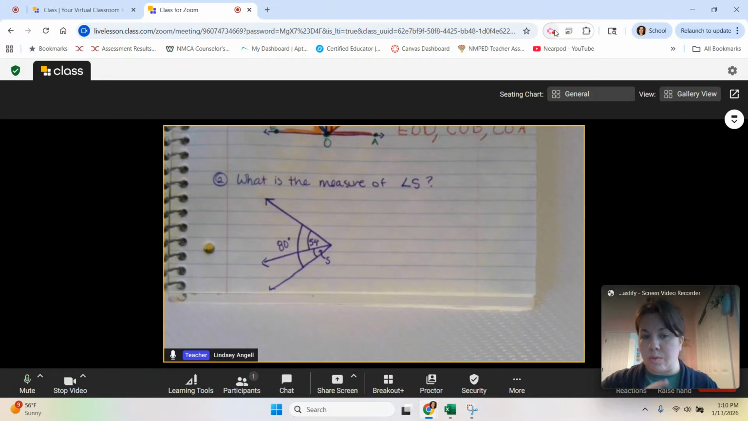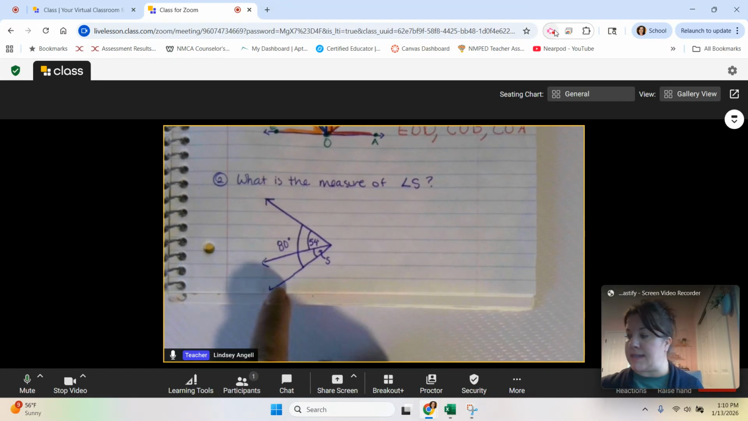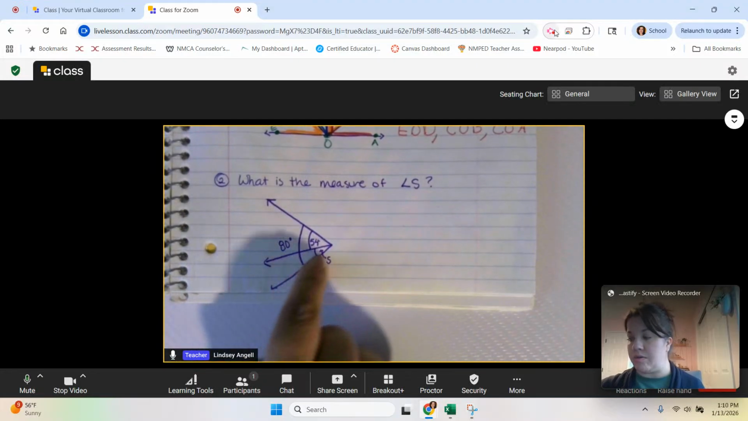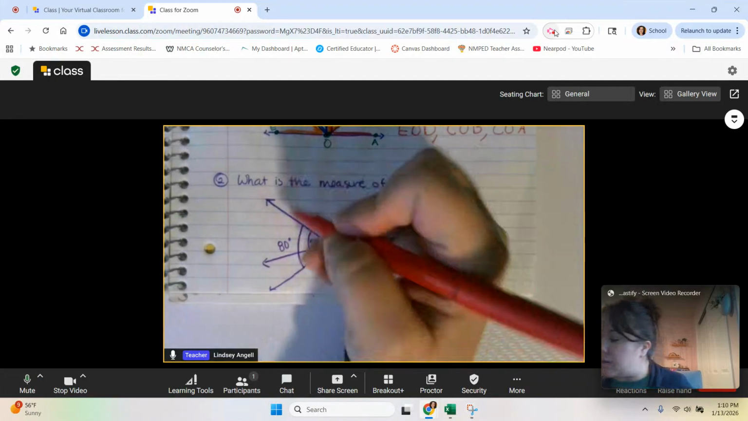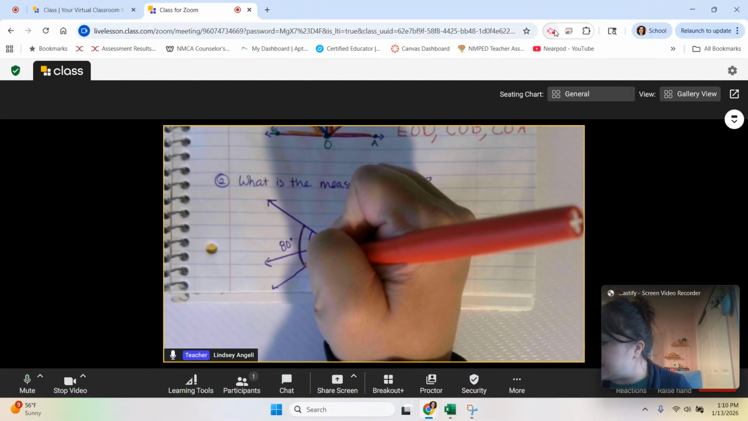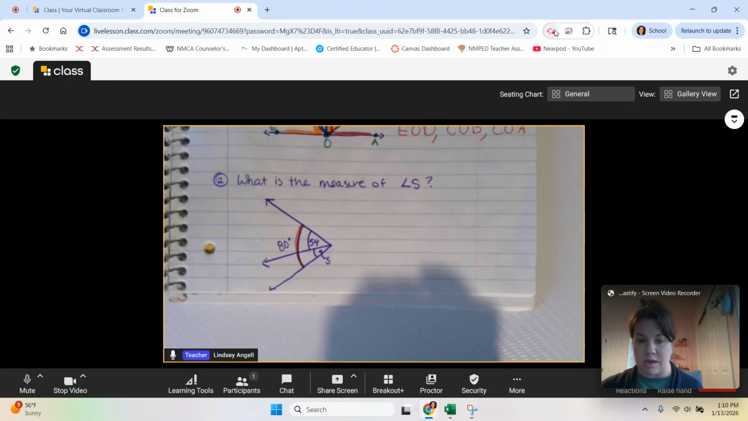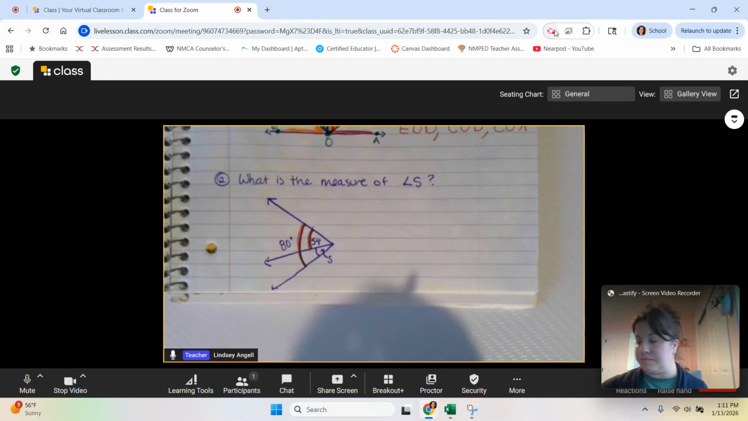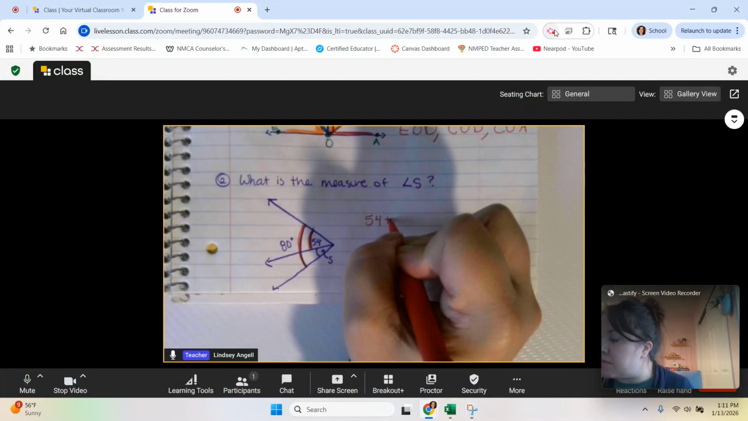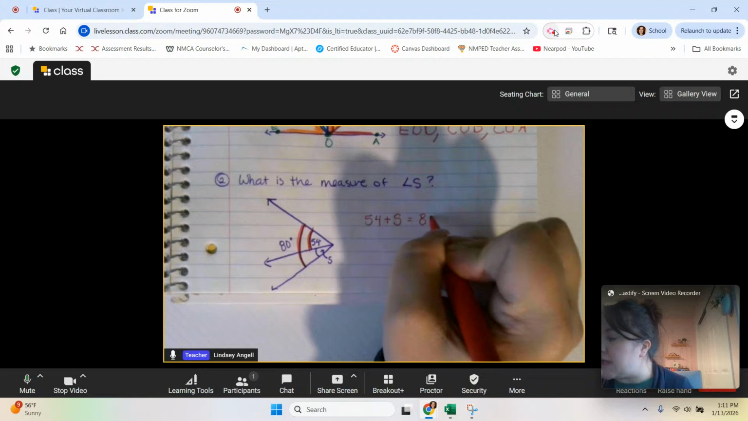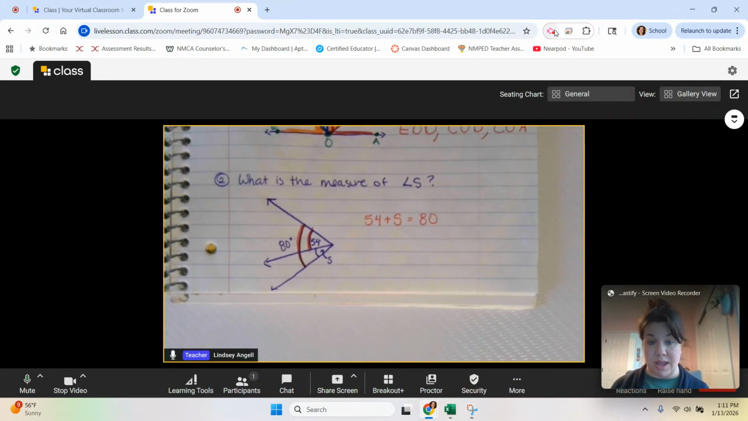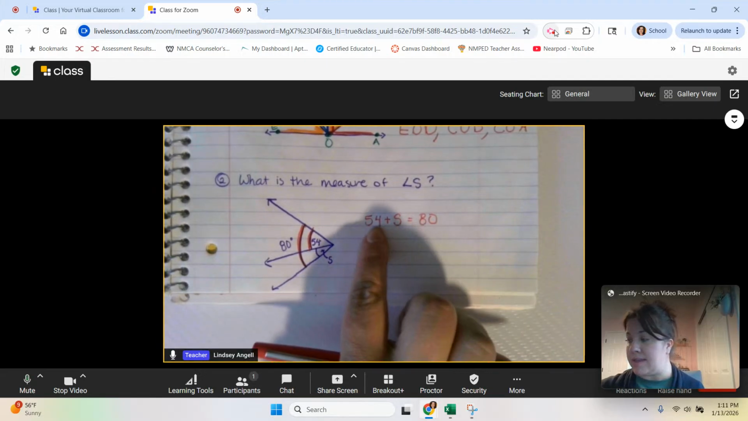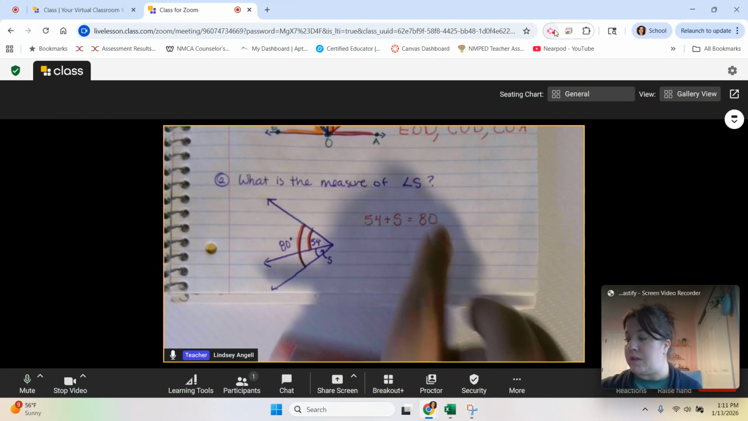With number two, we're going to use our definitions and our understanding of angles to solve for an angle measure. This entire angle, the outside angle, is 80 degrees. That's what this line is representing. It's saying this whole thing right here is 80 degrees. Then we know that this one here is 54. If 54 added to S is equal to 80, then we just have to solve for angle S. Hopefully that makes sense. These added together give us the full angle of 80 degrees.